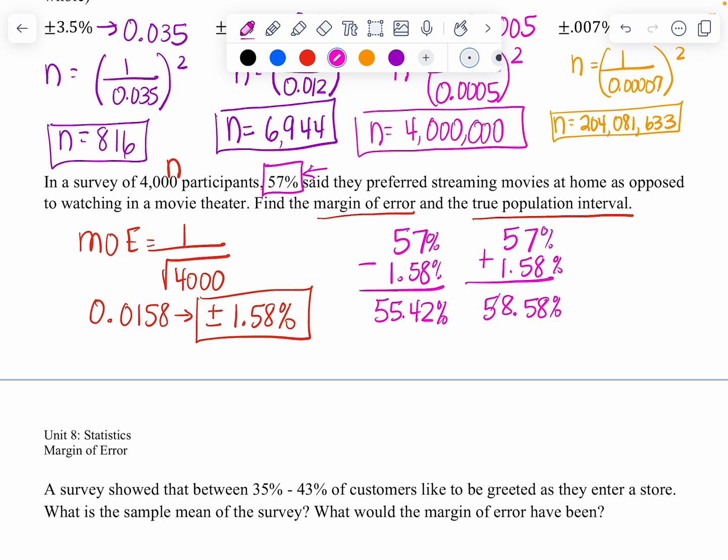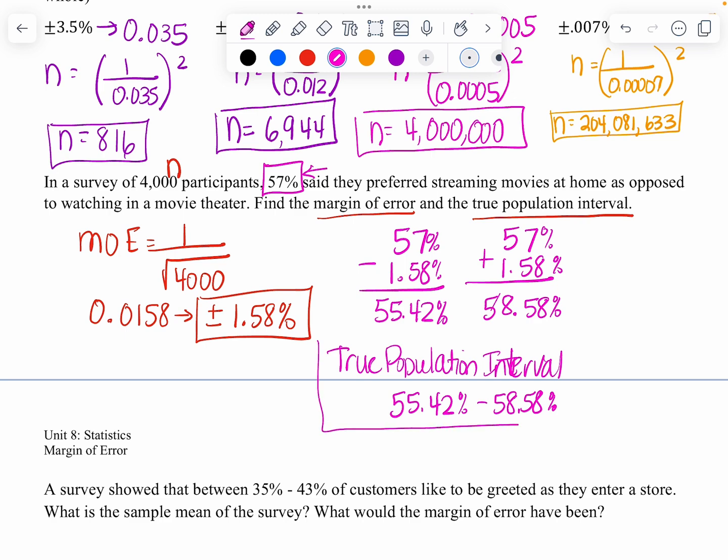So instead of having a result of 57%, we have this range. And that range is called your true population interval. And what that means is, because of things out of our control, maybe how the questions were asked, maybe just bad questions, we're going to have a true population interval that goes from 55.42% to 58.58% of that population actually said that they preferred streaming over movies in the theater. So it's not just 57%, it's this range.